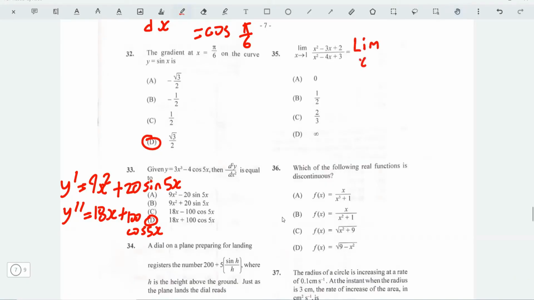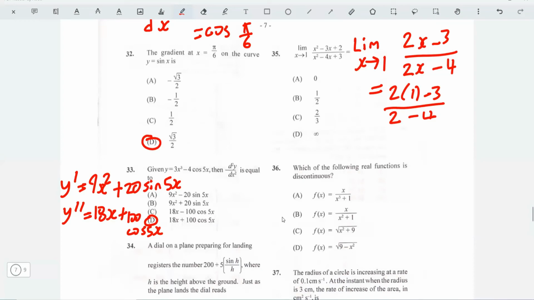We can work it out by differentiating the numerator to get 2x minus 3, over the derivative of the denominator, 2x minus 4. Plug in x as 1 now. 2 times 1 minus 3 over 2 minus 4. That is 2 minus 3, which is minus 1, over 2 minus 4, which is negative 2. Negative 1 over negative 2 is a half. Nice.